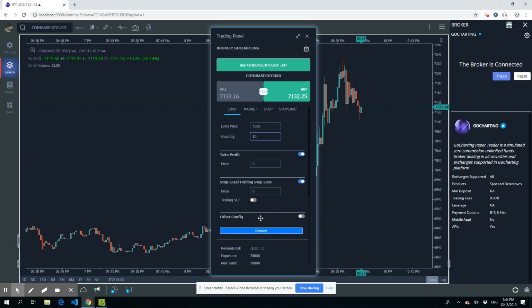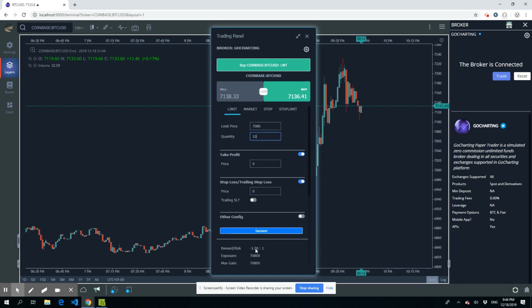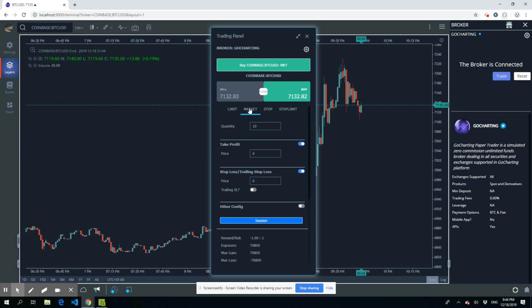In GoCharting, all of your trades are executed through the end of the session. So every time you open a new session, you got to restart. And then here we have a small little risk calculator. It gives you a good sense of the positions you are taking and the risk and the reward associated with it. Next up is the market order and the market offer.